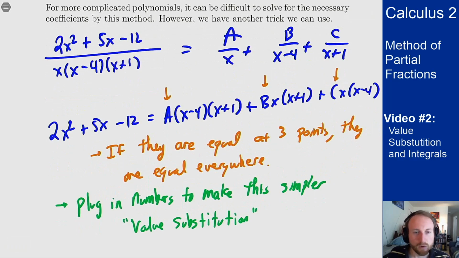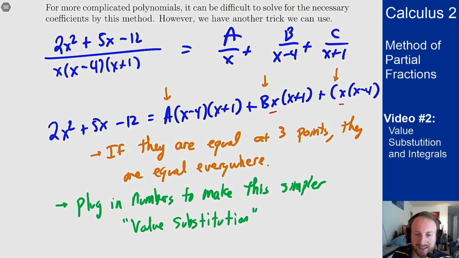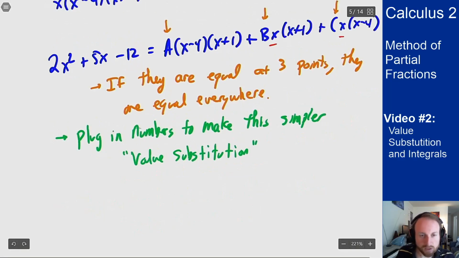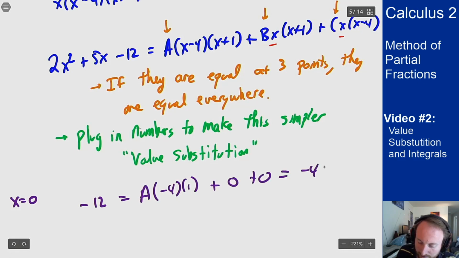So what should I do? Well, if I look at this expression, if I were to plug in 0, what's going to happen? If I plug in 0, the x term over here and the x term over here are both 0, and those two terms go away, which means I'm left with just a and some constants for this problem, and that'll give me the value of a. So we're going to plug in x equals 0. The left-hand side becomes negative 12. The right becomes a times minus 4 times 1 plus 0 plus 0, so minus 4a. And that right there tells me that a is 3.